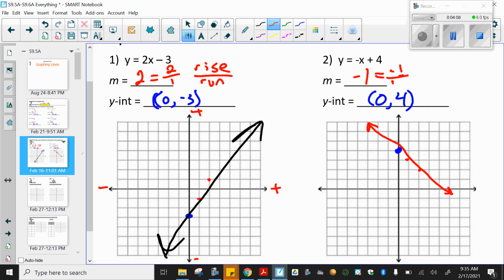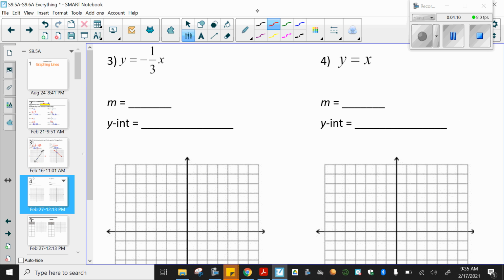Right? Next. Oh, more of the same. Let's get our slope. Slope's negative 1/3. Our intercept is missing, so it's 0, comma, 0. We'll put a dot at the point of origin. Our slope says we're going to go down 1 and to the right 3. 1, 2, 3. And down 1 and to the right 3. 1, 2, 3. There's our slope.